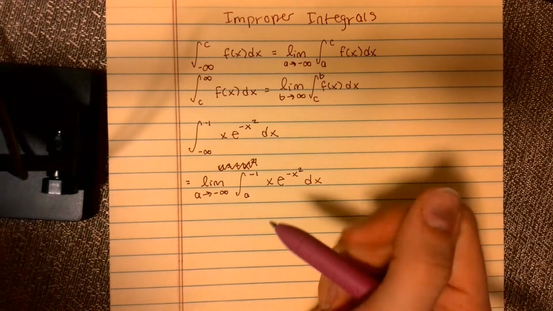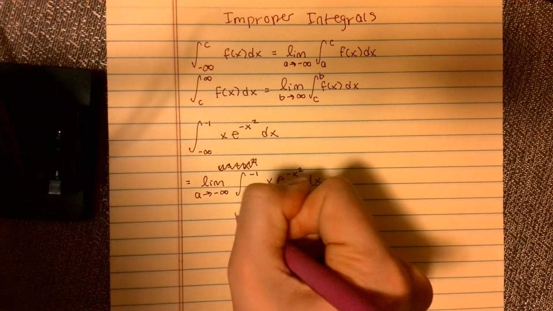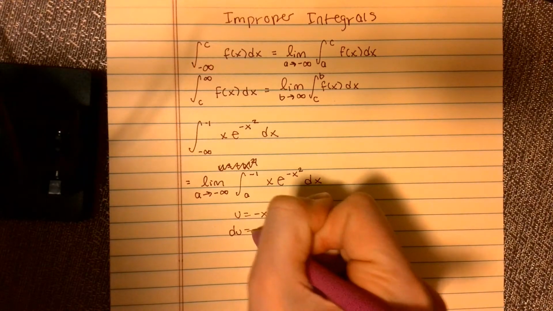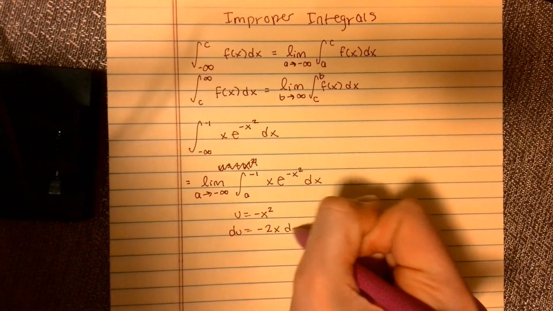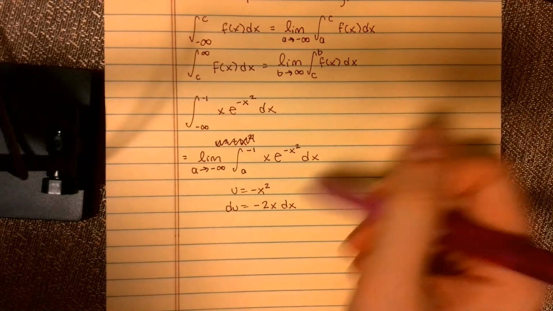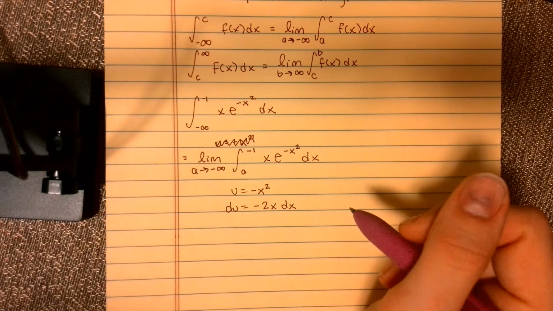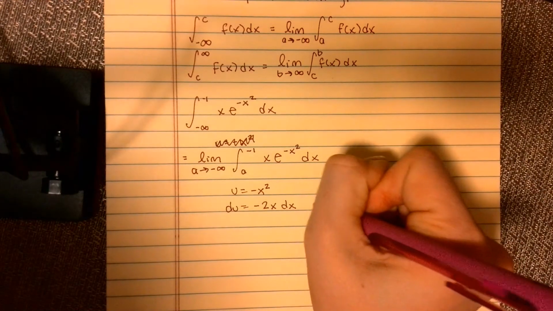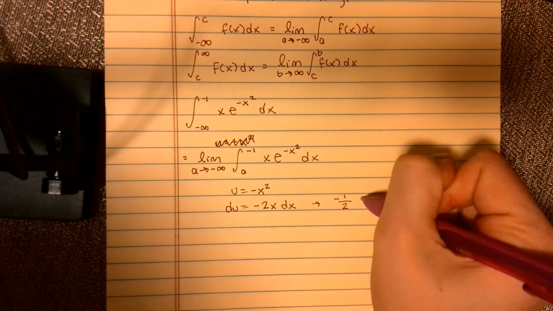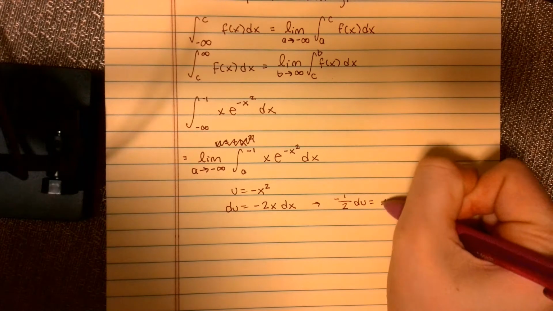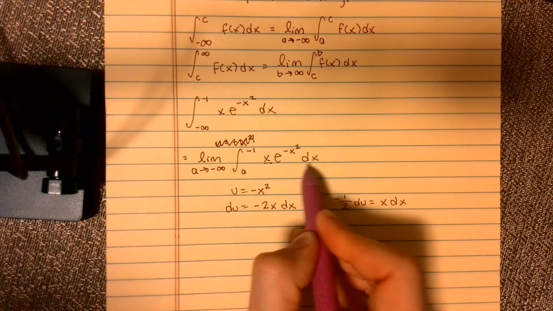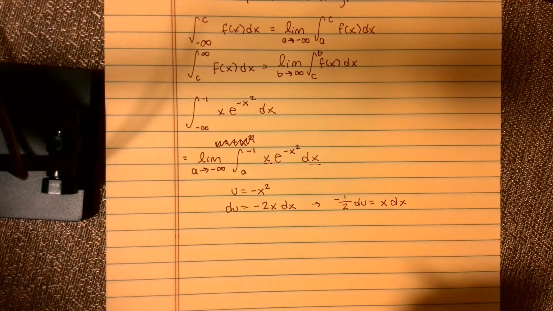Now I will let u be equal to negative x squared and du be equal to negative 2x dx. For those of you who are still struggling a little bit with u-substitution and what constants to put outside, don't forget that you can just divide that constant to the other side. So negative 1/2 du equals x dx. Think about replacing x dx, which is what's in our integral here.